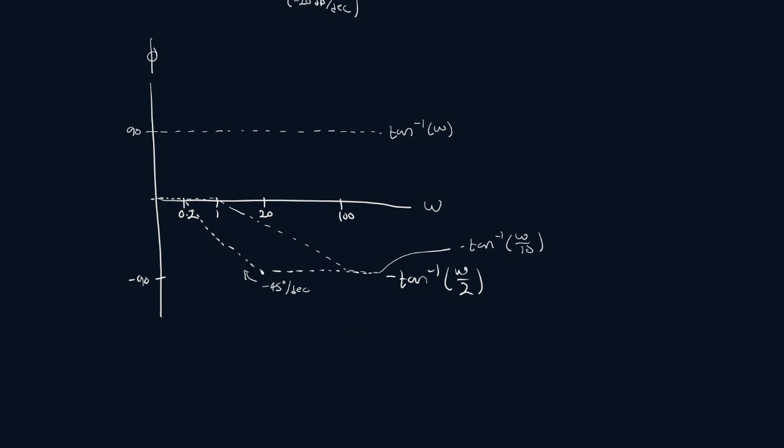Now the next one goes from 0 to 90 again, all over log of 1 over 100. And let me get the slope for this one. This one is also minus 45 degrees per decade. Okay, so that's good. So we're going to put that for that one.